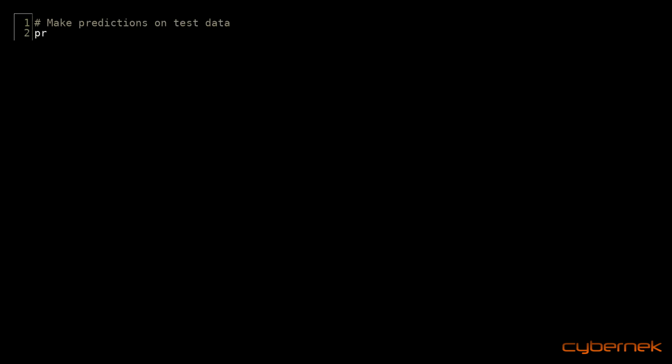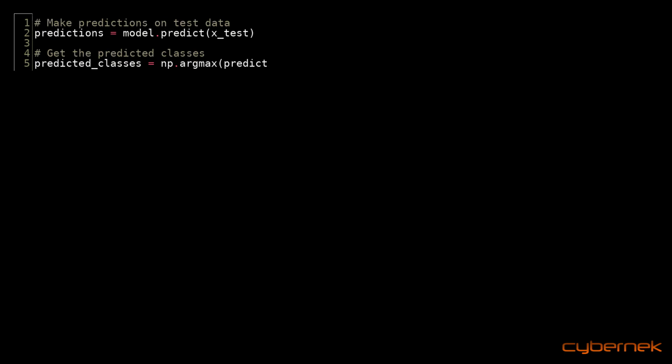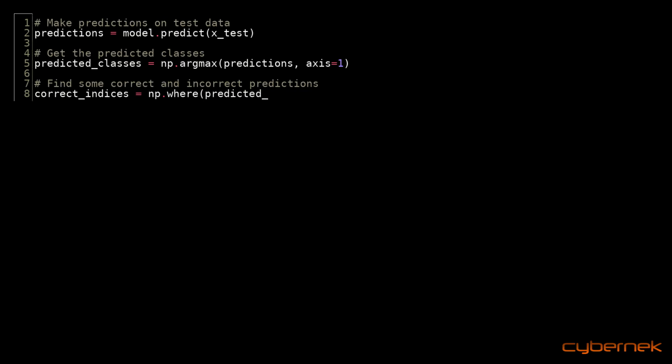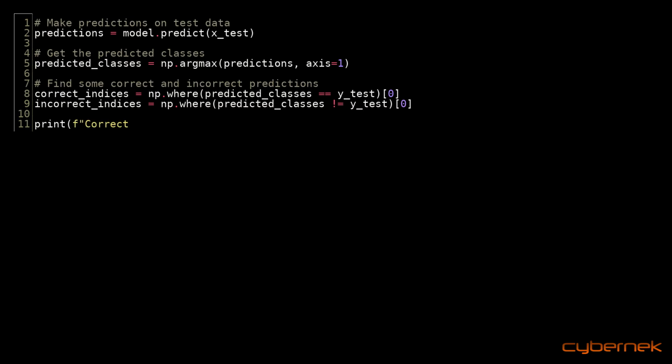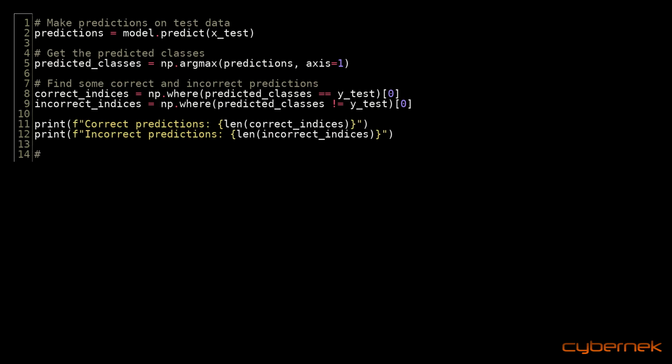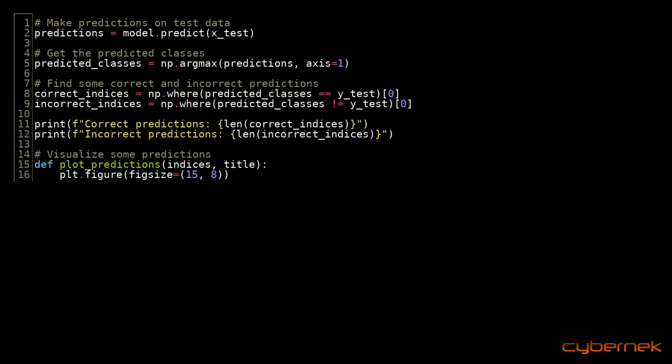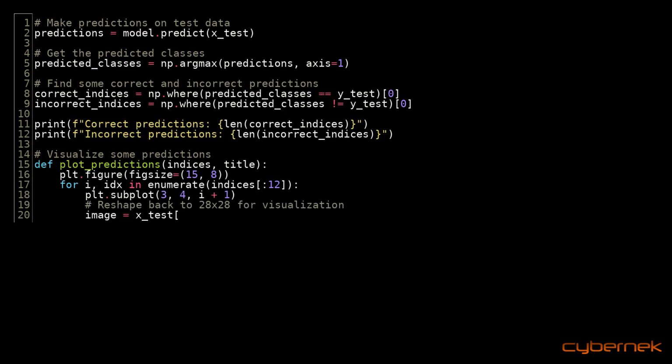Prediction analysis starts with model.predict(x_test), generating probability distributions for all test samples. np.argmax with axis equals 1 converts probabilities to predicted class indices. np.where compares predicted_classes with y_test to find correct_indices where predictions match labels and incorrect_indices where they differ. Print statements show the count of correct and incorrect predictions.